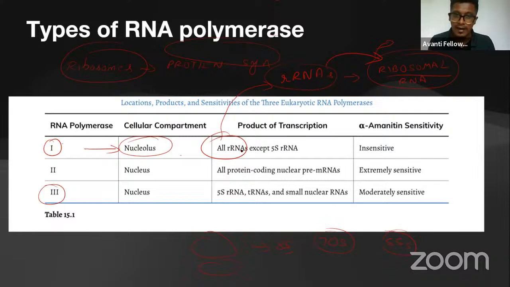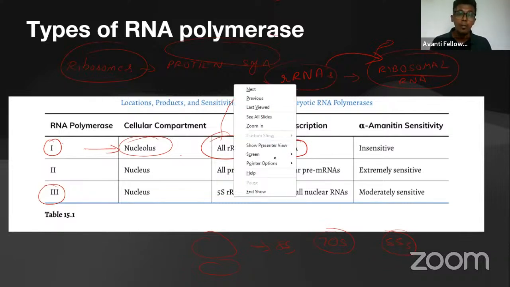But the one important thing that we have to understand here is that RNA polymerase 1 will synthesize all types of rRNAs except 5S rRNA. Very, very, very important. This particular RNA is not synthesized by your RNA polymerase 1. Got it? So make a point of it and try to remember this.